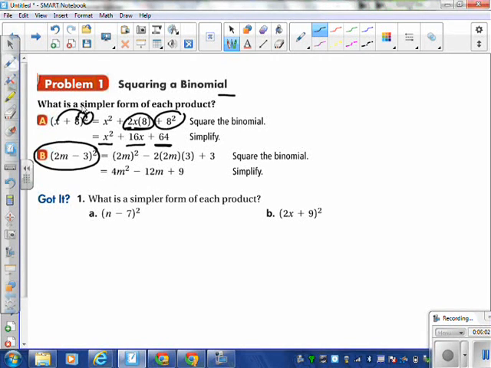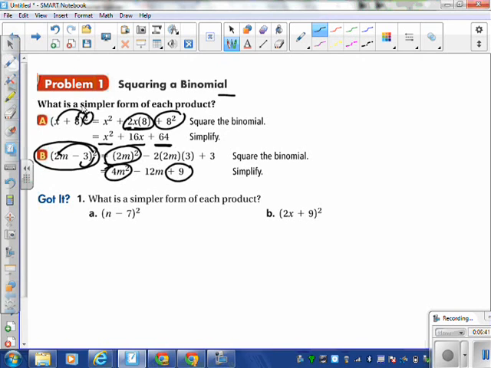Looking at this problem, 2m minus 3, that quantity squared. What do I do with that problem? I take the 2, square both of those together, and get 2m squared. I take the 2, and I square it with the 3, or if there is the minus 3, negative 3 times negative 3 squared, that will give me 9.